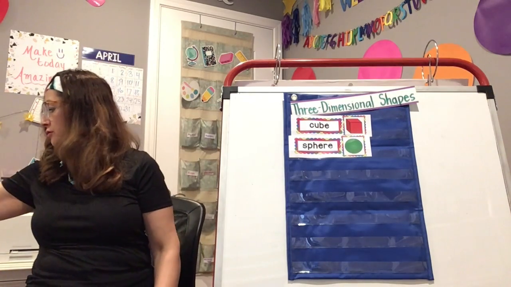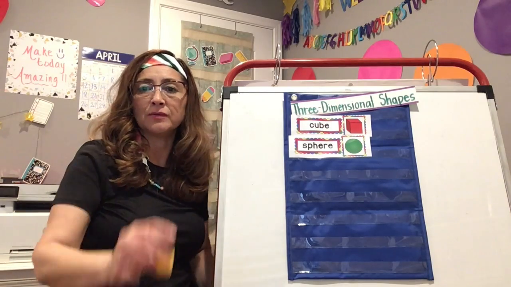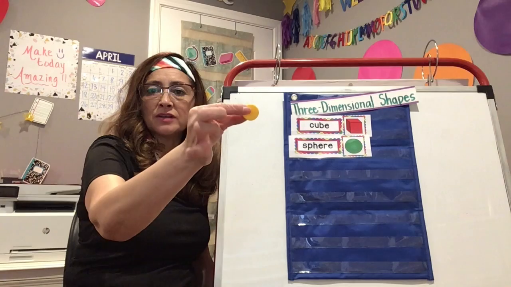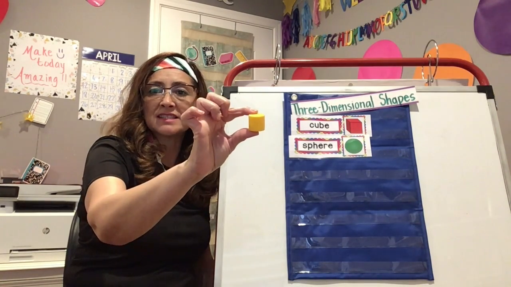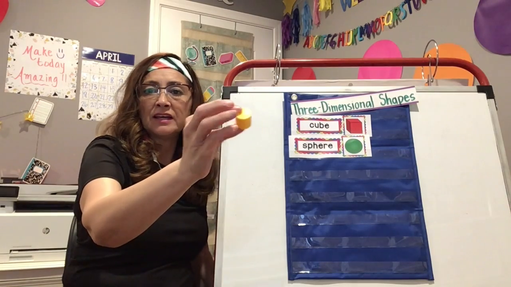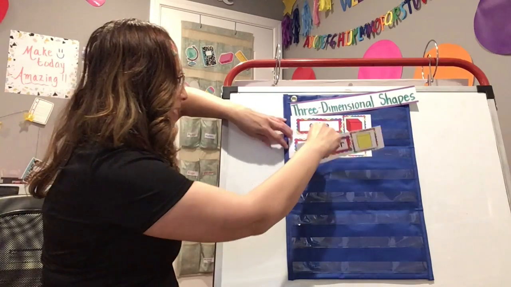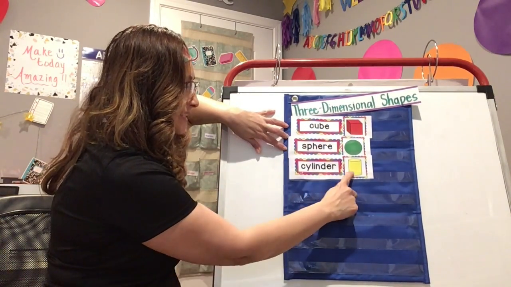Next, I'm going to show you this 3D shape. This shape, boys and girls, is called a cylinder. Can you say cylinder? Yes, that's right, cylinder. This shape is a cylinder, and here's the word cylinder.